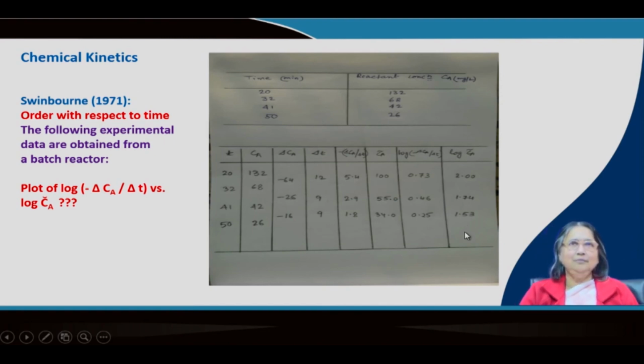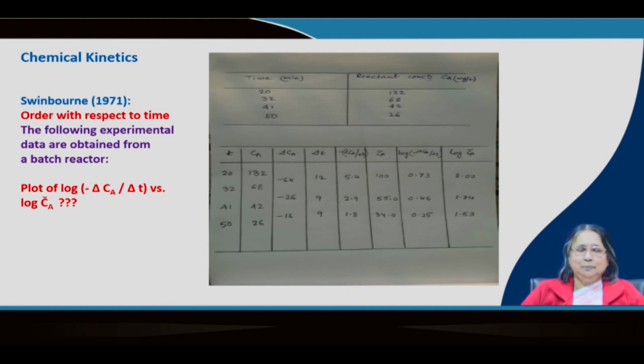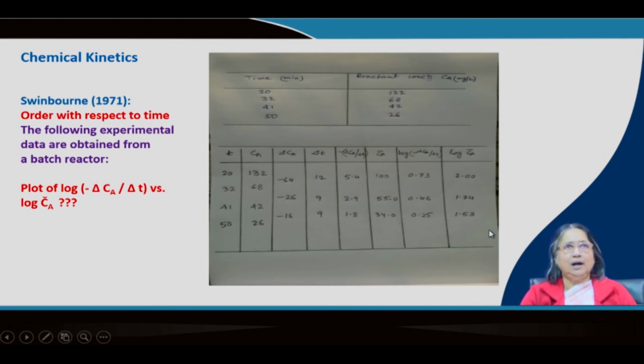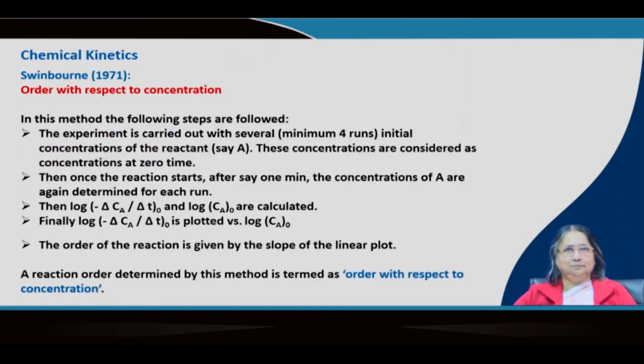So, the curve you should get, I have not shown you how it will look. You can do it as an exercise, plot it, and see how you get the n value, that is the order of the reaction. So, this is one way of getting the order, by using the differential rate law.